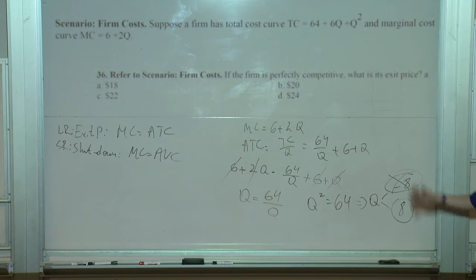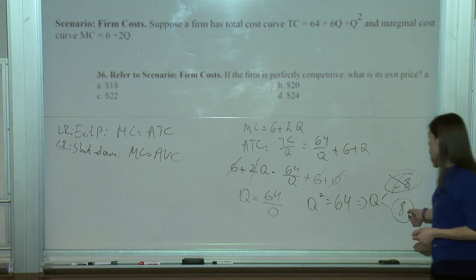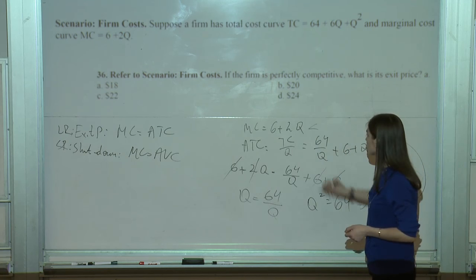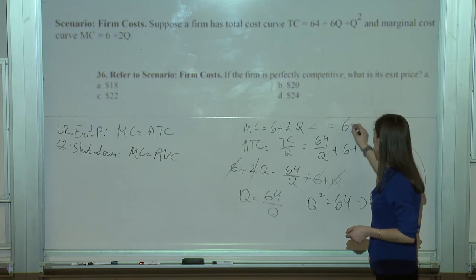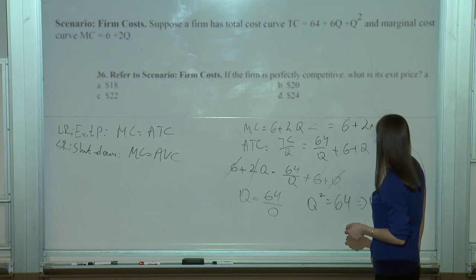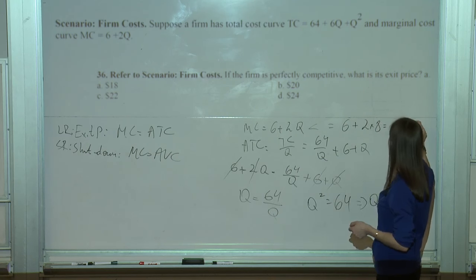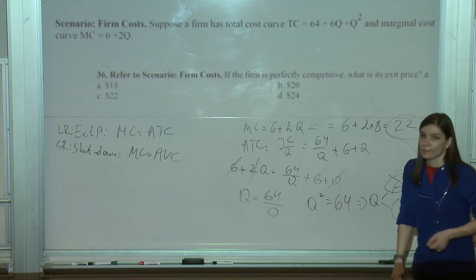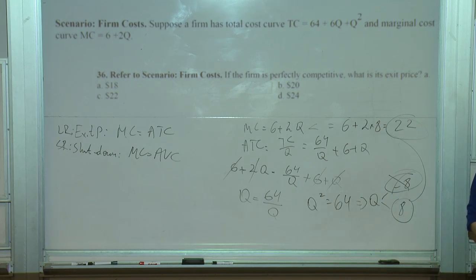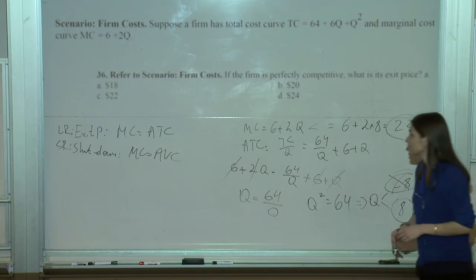Then plug it in either of the two equations, and you get the price. Okay? So if I take this quantity and plug it back in the marginal cost curve, it's 6 plus 2 times 8, so it's 22. Therefore, exit price 22, which is C.